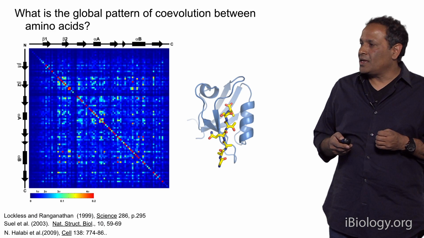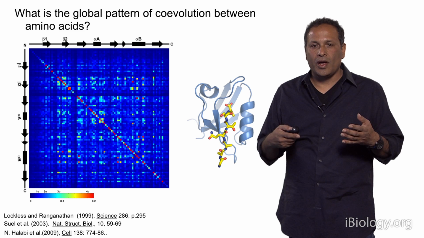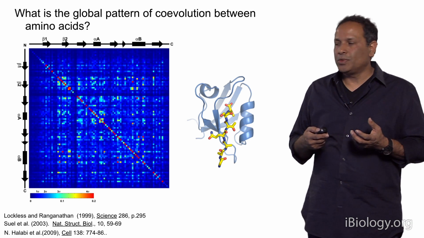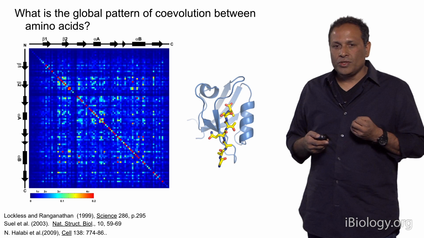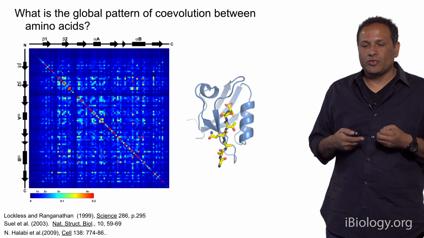This actually begs then some kind of approach to globally decompose this information to figure out what is the pattern globally of coevolution between amino acids. How do we do that? Now, to do this, we've actually borrowed methods from different fields.